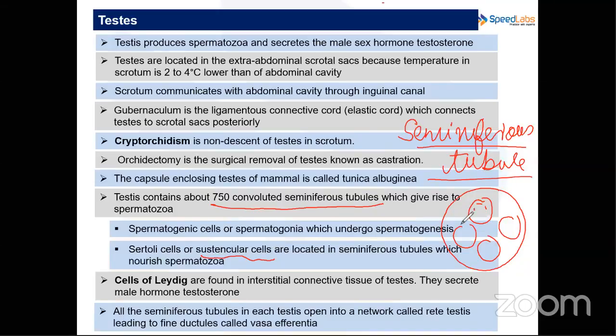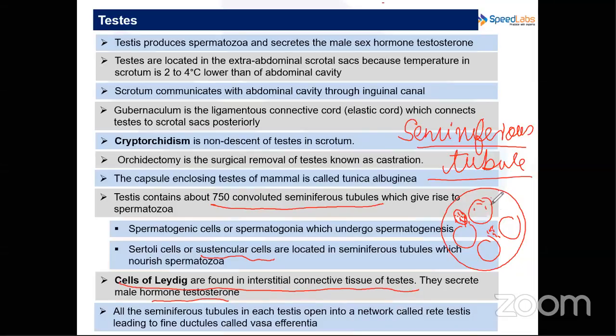And outside the seminiferous tubule, in between them, you have these small dots that I'm making. These are cells of the Leydig. So this is just a rough structure. The cells of the Leydig are the structure that produce the male hormone. The male hormone is not produced by the seminiferous tubule. So never write this MCQ wrong.